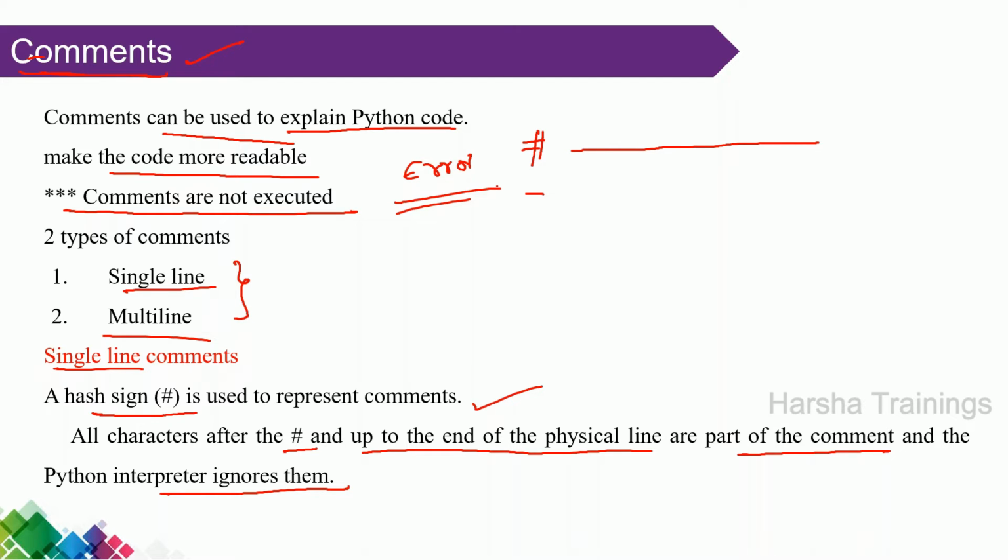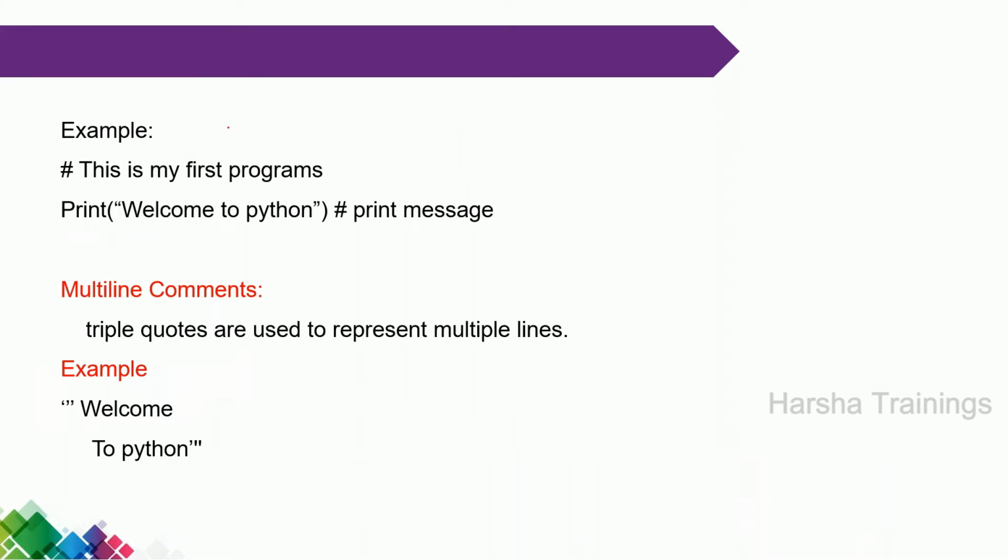Now, if you want to write the comments in multiple lines, see this one example. This is a comment. This is my first program, and this is a comment. Print message. That means you can write the comment at the top of the program, or you can write the comment at the right side. There is no restriction on the place of the comment. Whenever you require, simply write hash and then a single line.